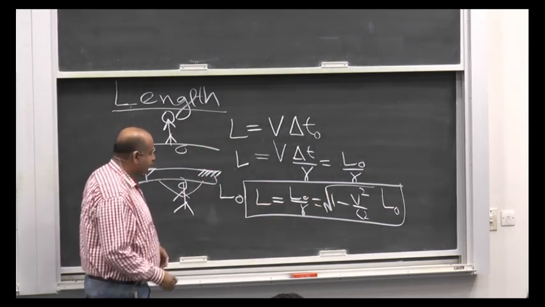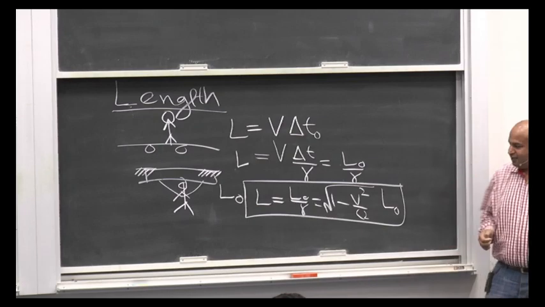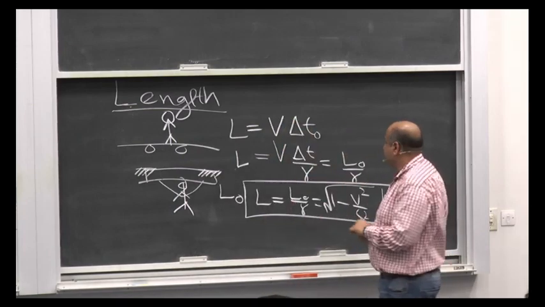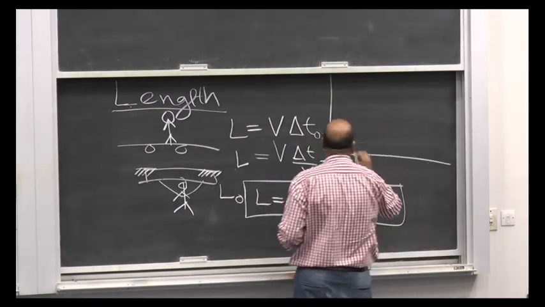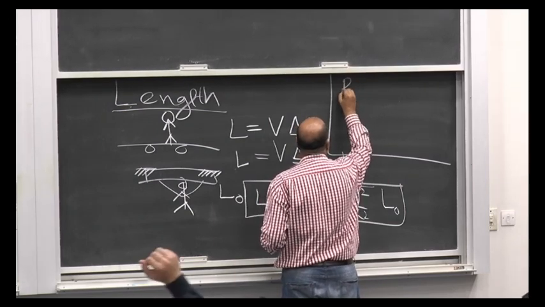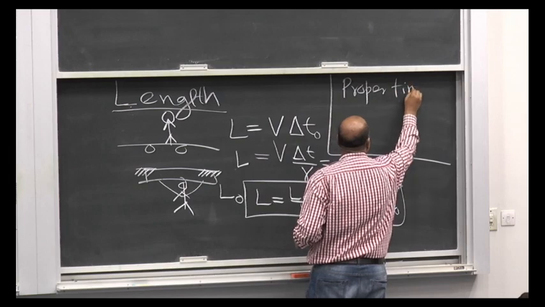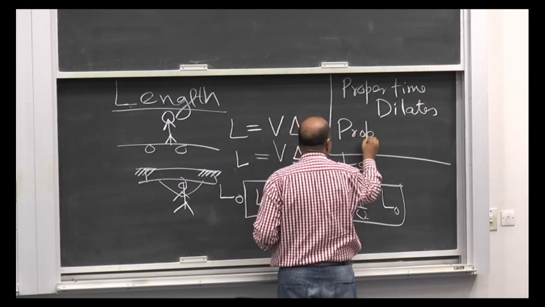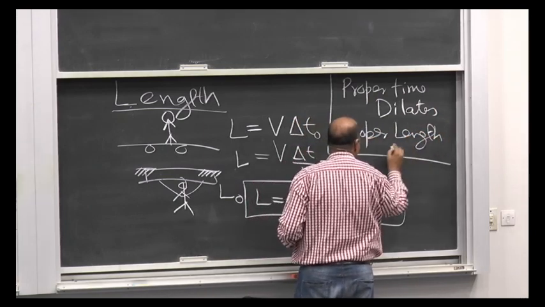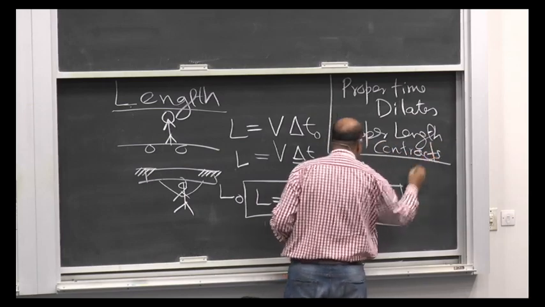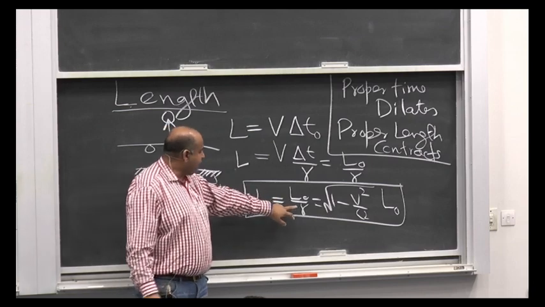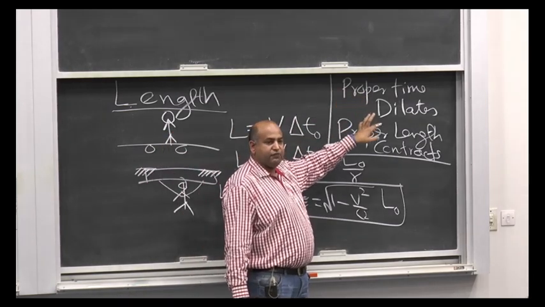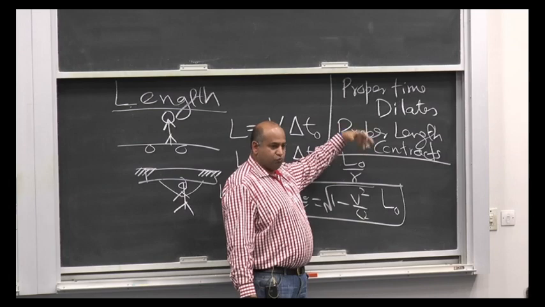And I know this is a bit of rote learning, but over the years I have experienced that a bit of rote learning is quite good. So let me give you two phrases that you should never forget. Still, it won't resolve everything, but it will help you remember things. Proper time dilates, and proper length contracts. Because you are going to be confused about whether gamma is to be multiplied or divided. If in each problem you can figure out what is proper length and what is proper time, you can always figure out what's going to happen.